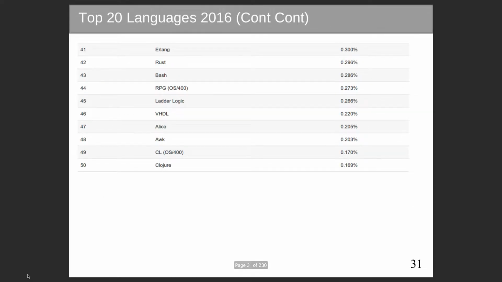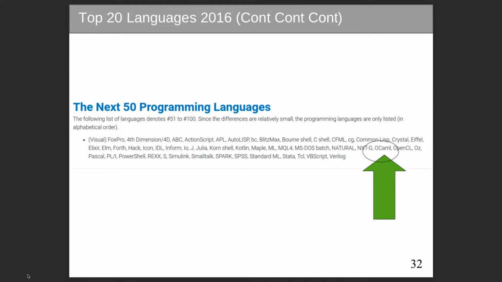If we move on, this is the rest of the top 50. Rust is only slightly more popular than Bash. I suspect that has changed since 2016. Bash is having a great renaissance. And here is the next 50.